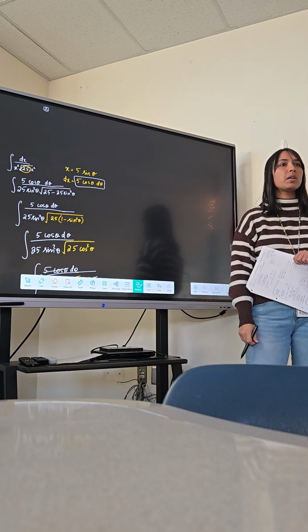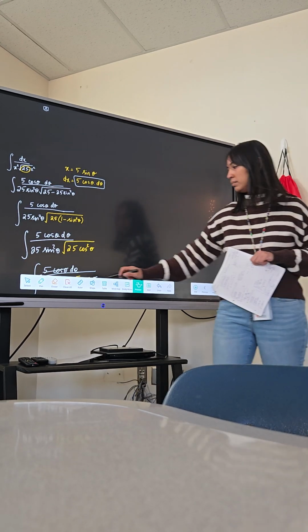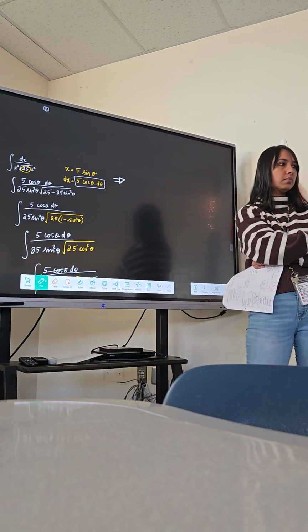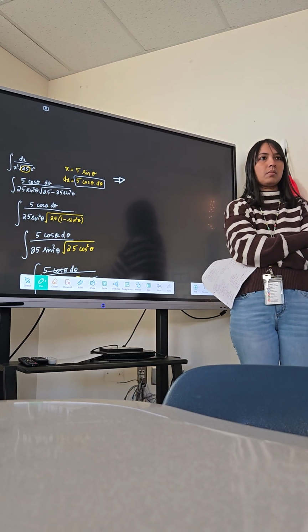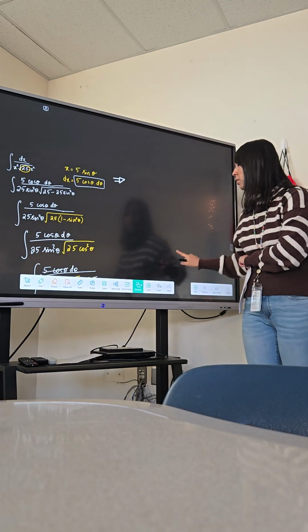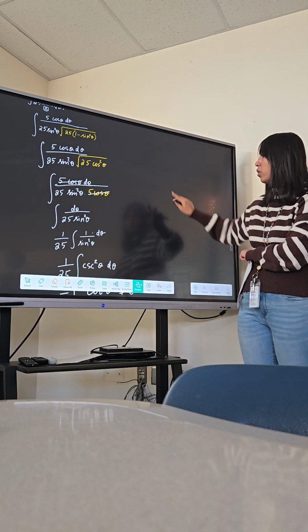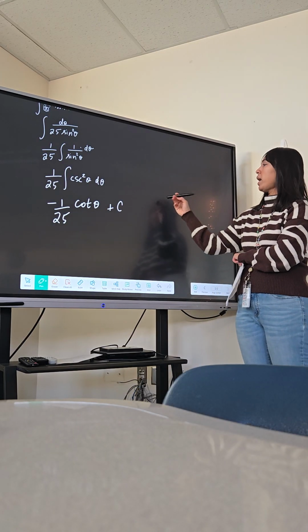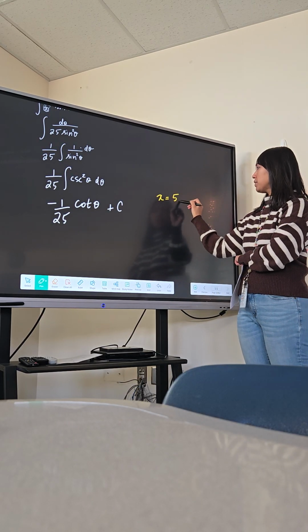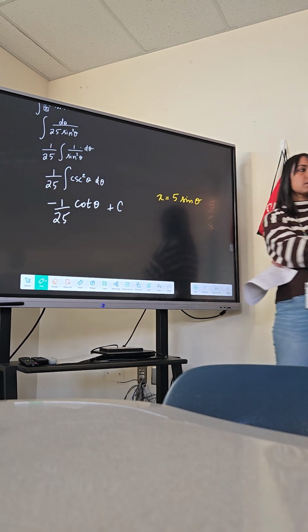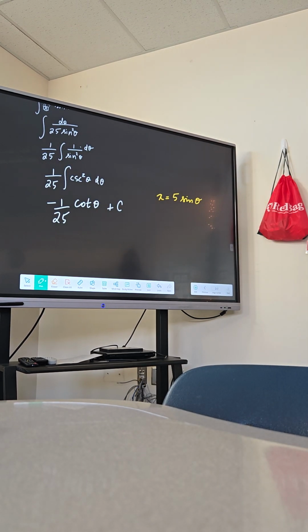What did we say x was? 5 sine theta. Okay, how do we rewrite it in terms of theta? Let me keep it over here, and then I'm going to bring back our substitution. 5 sine theta. Is that what we did? Okay, how do we rewrite this? I want you to solve for theta, basically. Solve for theta.